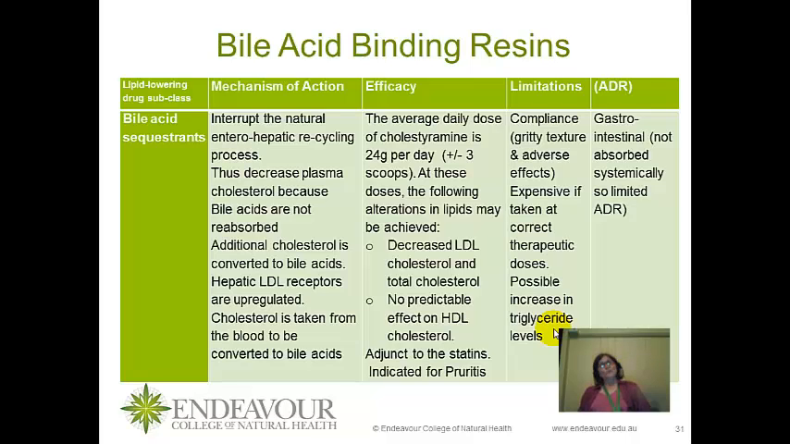You don't absorb this resin, it stays in the gastrointestinal system. This tends to limit a lot of their adverse effects, but there may be, as we've indicated, some gastrointestinal symptoms because of their presence in the gastrointestinal tract.